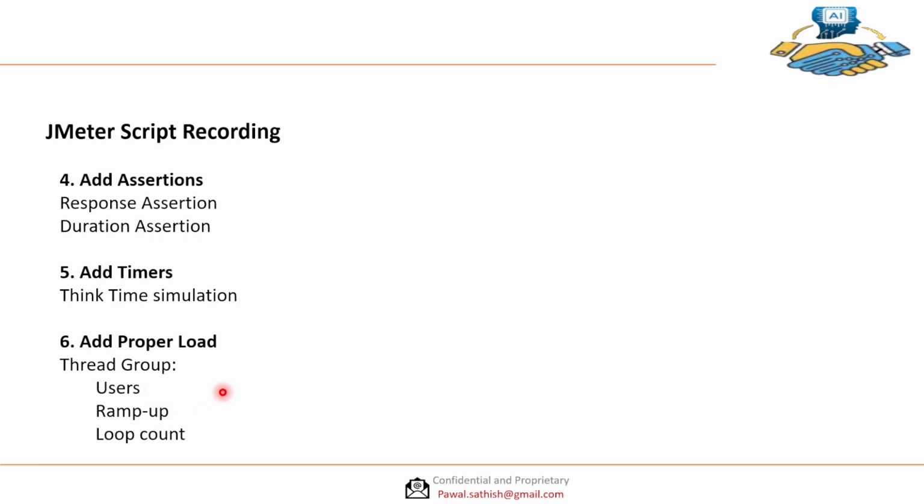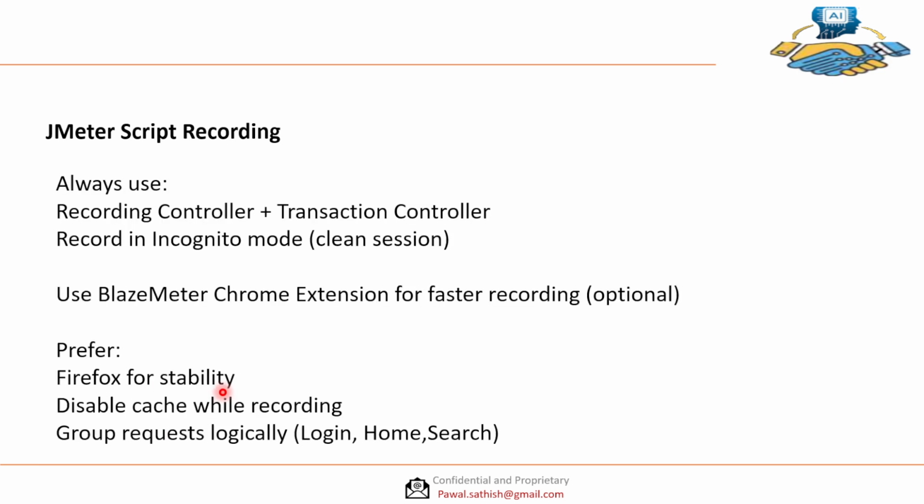So this way we can record the scripts and refactor them. Here, always remember recording controller plus transaction controller. We need to record in incognito mode, in a clean session basically. For Chrome, if we install the JMeter Chrome extension, it will record the script faster, but we'll see these things in the next session.